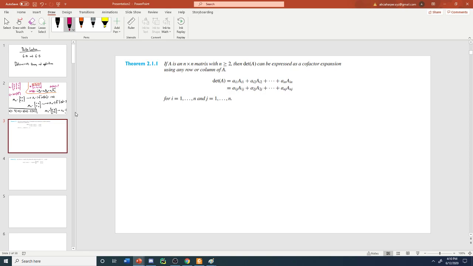But here it is. If A is any n by n matrix with n greater than or equal to 2, then the determinant of A can be expressed as a cofactor expansion using any row or column of A. And here's the general formula. This one right here is a cofactor expansion along a row. And this one right here is a cofactor expansion along a column.